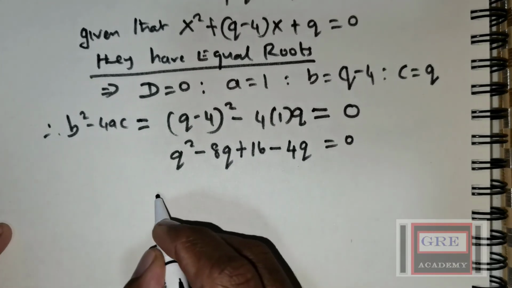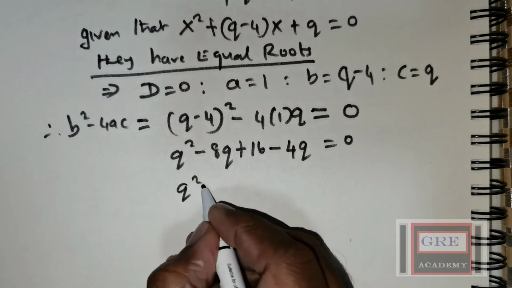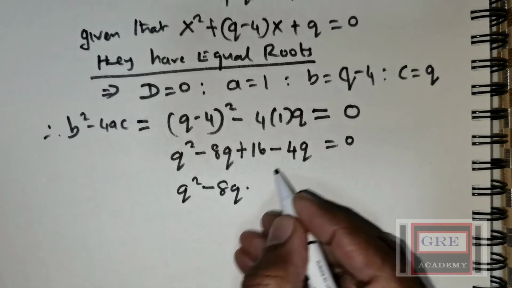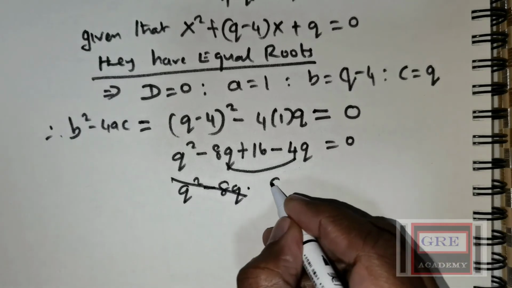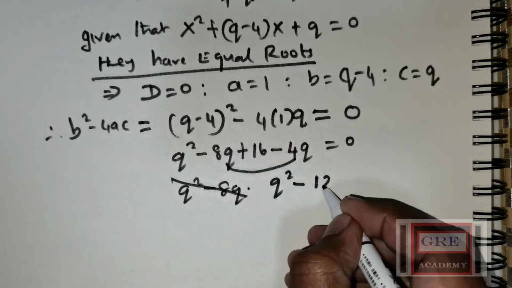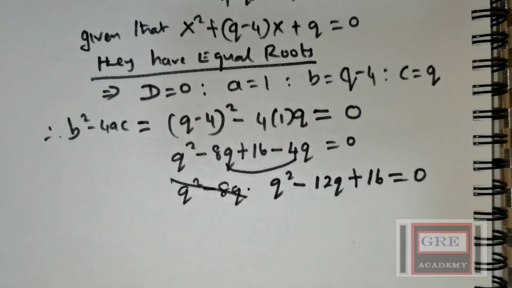Expanding this would give us q squared minus 8q plus 16 minus 4 times q is equal to 0. This can be further rewritten as q squared minus 8q. In fact 8q and 4q can be added, so we would now have q squared minus 12q plus 16 is equal to 0. So this is what we have got.